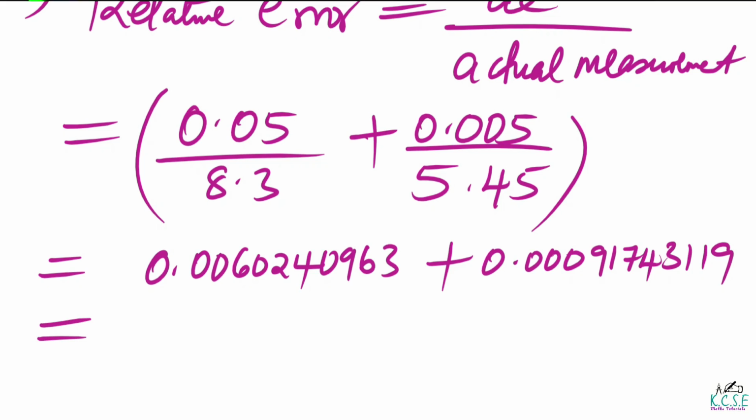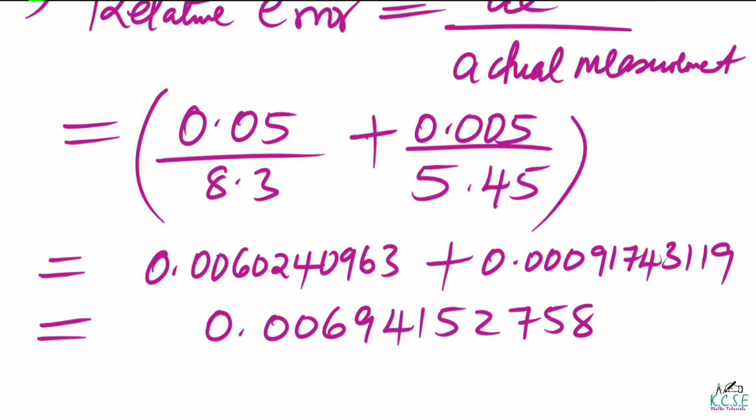Then adding the two, this is what you're supposed to get: 0.0694152758. So that is the solution for part A, the relative error in the area.